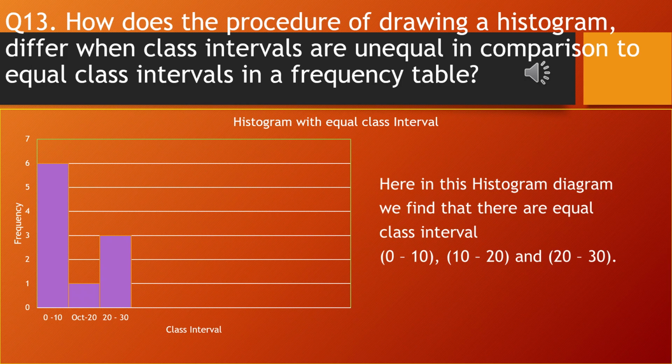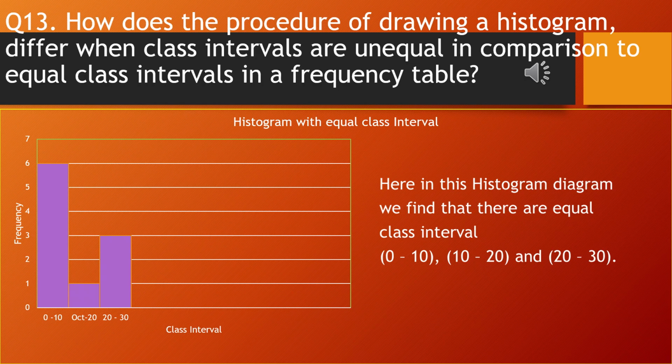So here we do it in the next part. Here we have drawn the histogram with the equal class intervals, which are 0 to 10, 10 to 20, 20 to 30, and their respective frequencies as 6, 1 and 3. So we find the histogram here because the class intervals are equal.